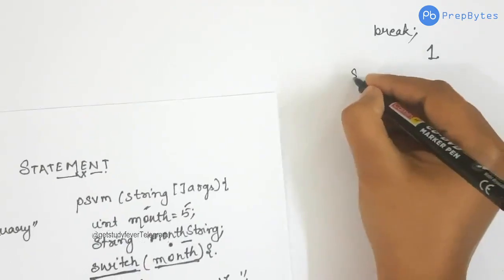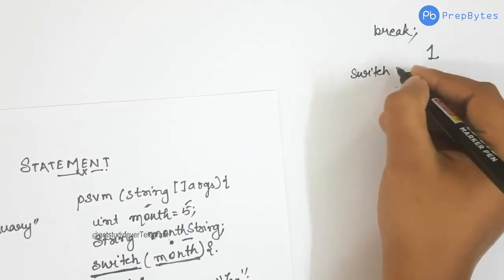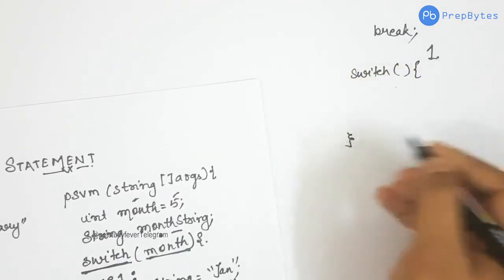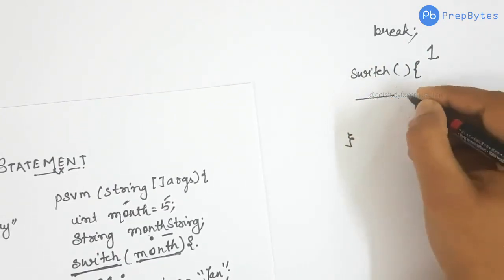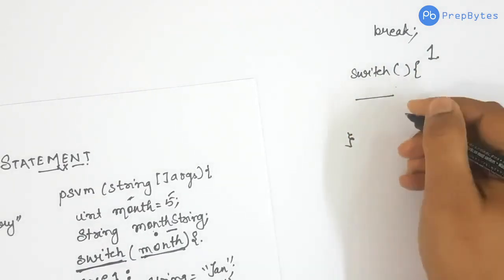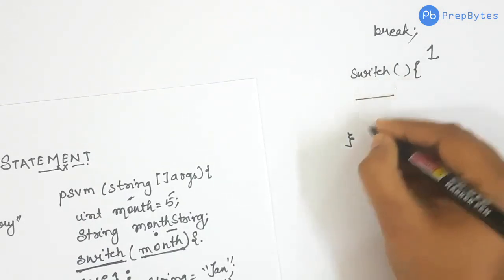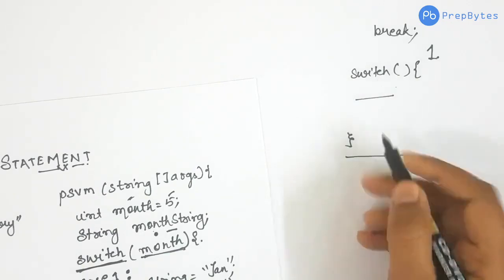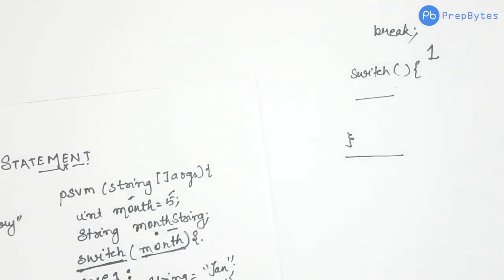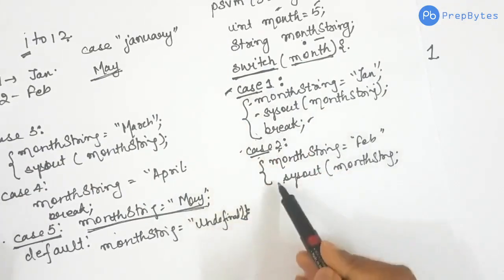So if a switch is there, and some case is executed and a break is there, the code flow comes out of the switch statement, and whatever statement is after the switch gets executed. That's why after each case we have to ensure that there is a break.